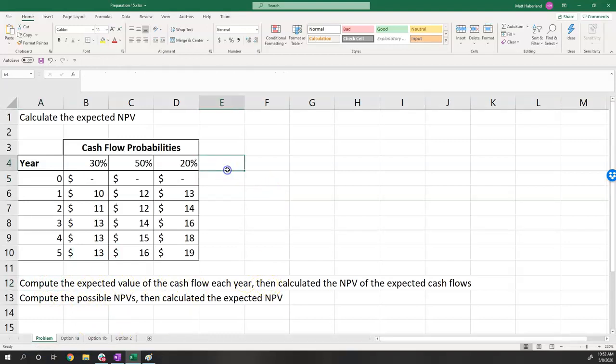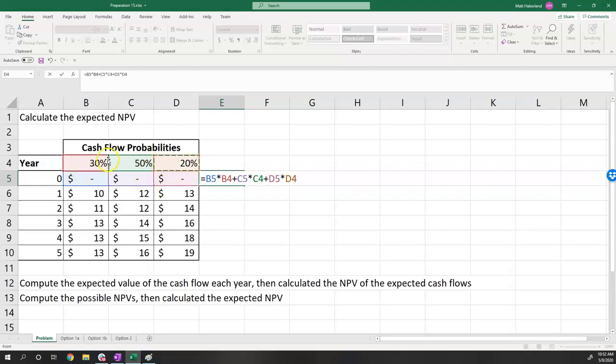We'll start with that. So the expected value of the cash flow in year 0 is going to be the product of this possible cash flow times the 30%, plus this cash flow times the probability of occurring, plus this cash flow times its probability of occurring. Because these 3 add up to 100%, we should be okay there. Well, of course, since all 3 possibilities are 0, that's what we're guaranteed to get.